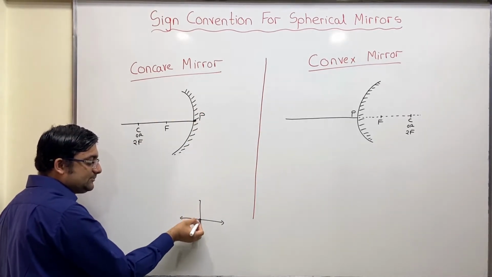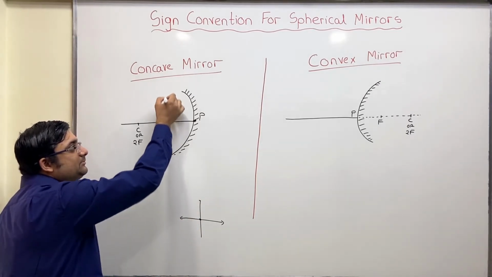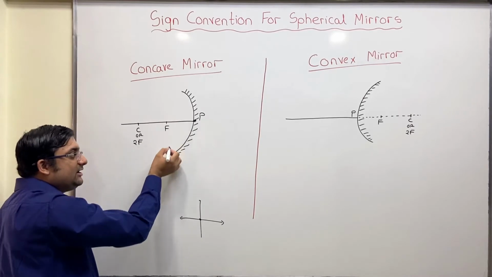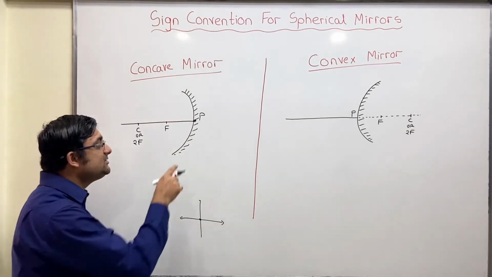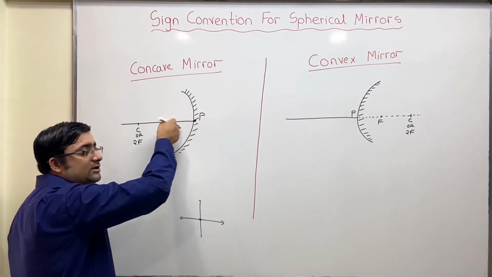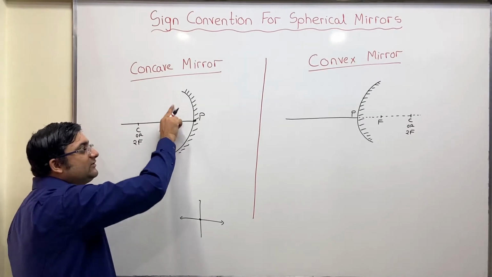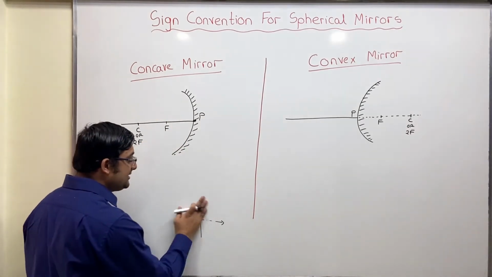Similarly, top is positive y-axis. Below is negative y-axis. Anything above the principal axis is positive, and anything below the principal axis is negative. So all you need to remember, guys, is your pole is the center. Anything towards the right is positive. Towards the left of pole is negative. Above the principal axis is positive. Below the principal axis is negative. That is the concept, guys.